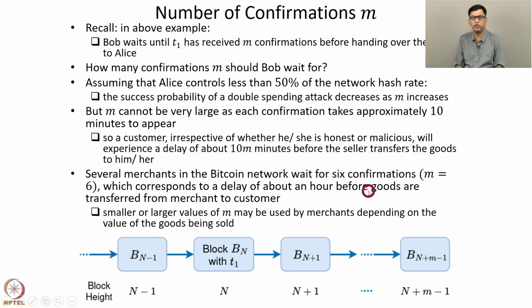But depending on the value of the goods being sold, smaller or larger values of m may be used by merchants. If the goods are very valuable, then typically a large value of m will be used, and if the goods are not so valuable, then a small value of m will be used. So in summary, we discussed UTXOs, the concept of confirmations and also the double spending attack. And we discussed how the number of confirmations before transfer of goods is set.